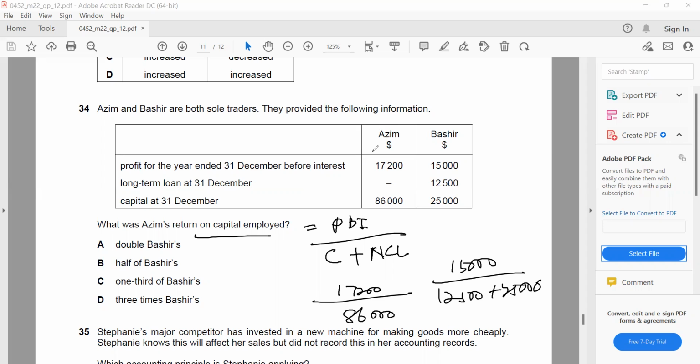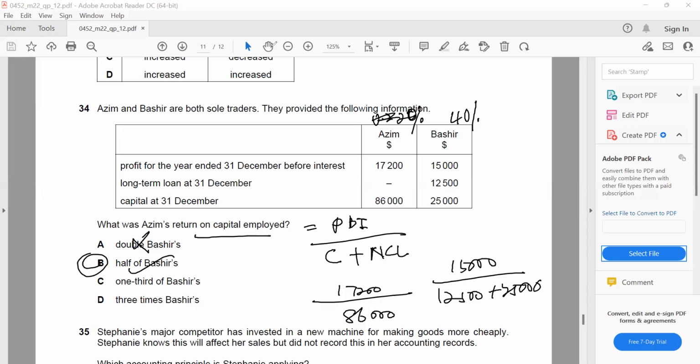So Azim got 0.2 times, that means 20%. Then Basir is 12,500 plus 2,500, that is 40%. So Azim is double. No, this is wrong, half. Yes, half of Basir. So the answer should be B.